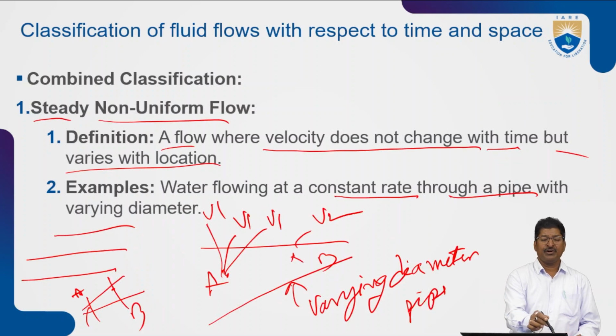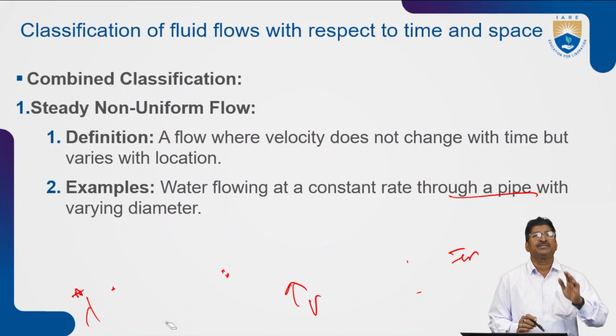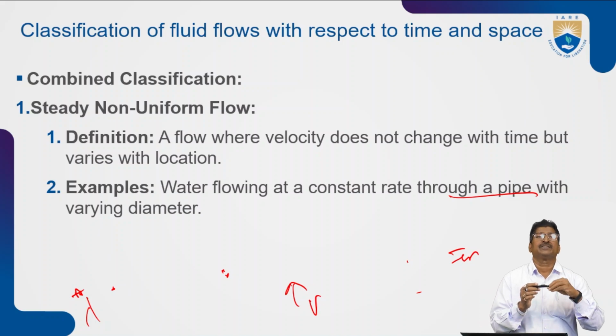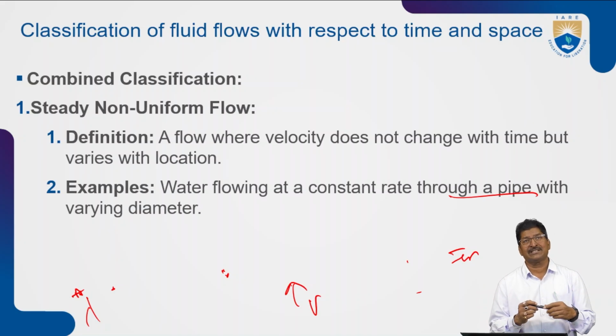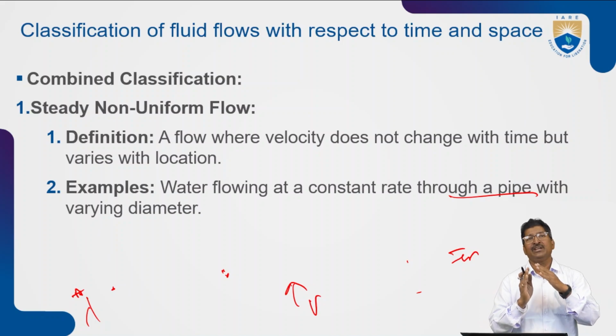Steady non-uniform flow means steady: at different points of time at the same location, velocity is the same. At different locations, velocity is not the same, that is non-uniform. So you can measure the same velocity at different times, whereas at different locations it is not the same. That is called steady non-uniform flow. An example is a pipe with varying diameter.